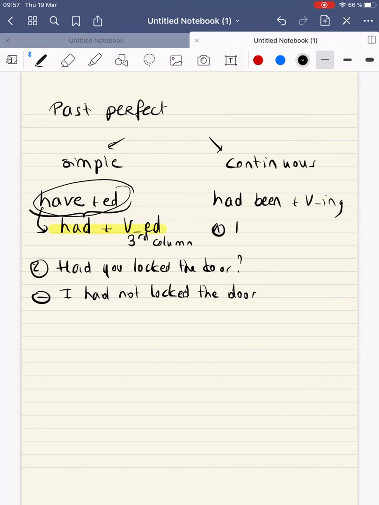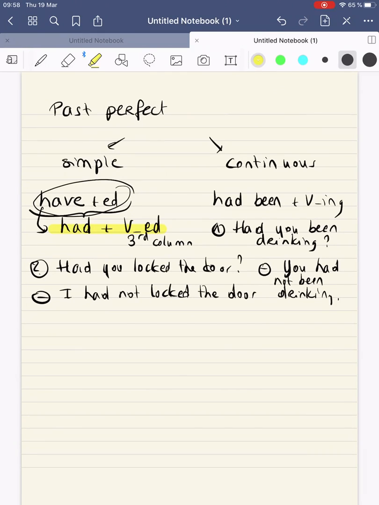If you had to use this verb tense with the continuous version, you would say, had you... I keep confusing those two. They're so similar, it depends really. So, had you been drinking? And the negative version would be, you had not been drinking. Already you can feel that you're really drawn to the past.